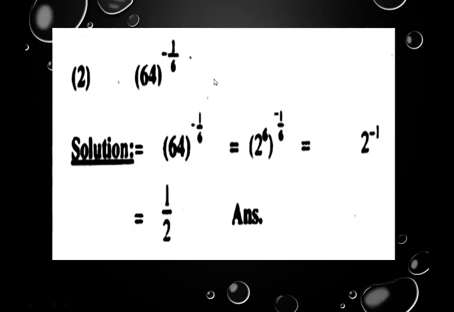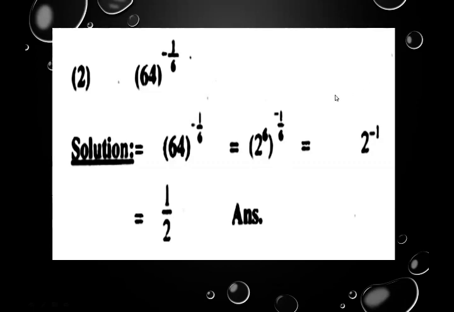Whenever we have a rational exponent, meaning a fractional exponent, the purpose is that we want to reduce it, we want to cancel it, we want to eliminate it. So we have minus 1 over 6 as the exponent. What do we do? We will make the factors of 64 because 64 is your base. When you make the prime factors of 64, what will you get?